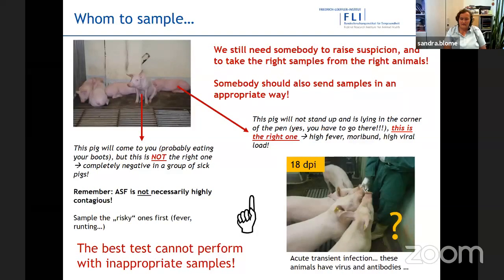So keep in mind, the best test cannot perform with inappropriate samples. And if you take the wrong animal, this can be the case. In the lower corner, I put a picture that gives you some headache. These animals have high fever. It's 18 days post-infection, but they look rather healthy. They all went to you, and you have to make a choice. In this case, you just have to do random sampling. These animals have an acute transient infection, and these animals have virus and antibodies. So if you try to sample them, you will find out that they at least saw the virus.